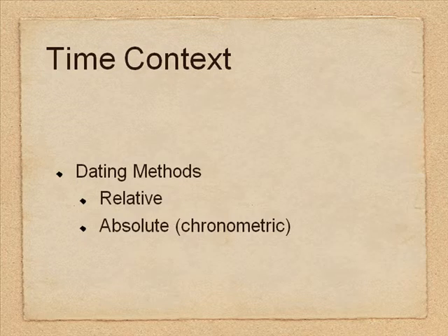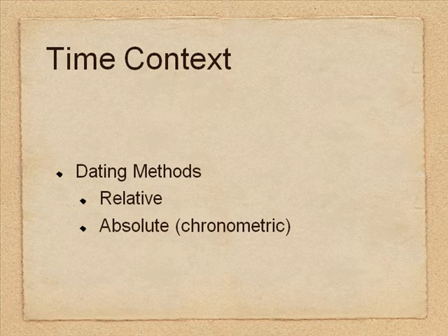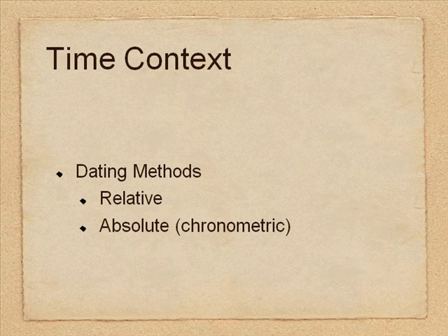So time context. So again, archaeologists are really concerned with space and time. We can do time context a couple of different ways. We have two basic types of methods. We have relative methods and absolute or chronometric methods. And this is how we order this several million years of human activity.